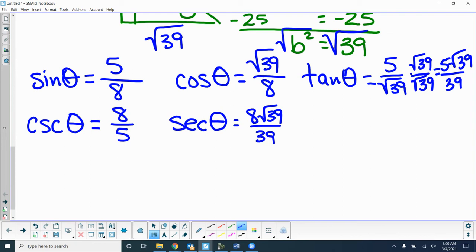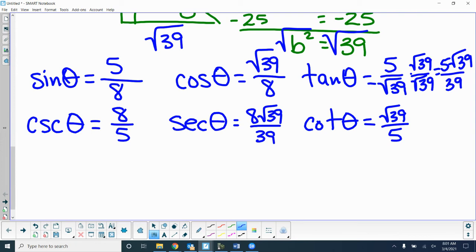And then cotangent of theta is the reciprocal of tangent. So just do that original. Radical 39 was the bottom, so put it up top. 5 was the top, so put it in the bottom. So there's the 6 answers I'm looking for.